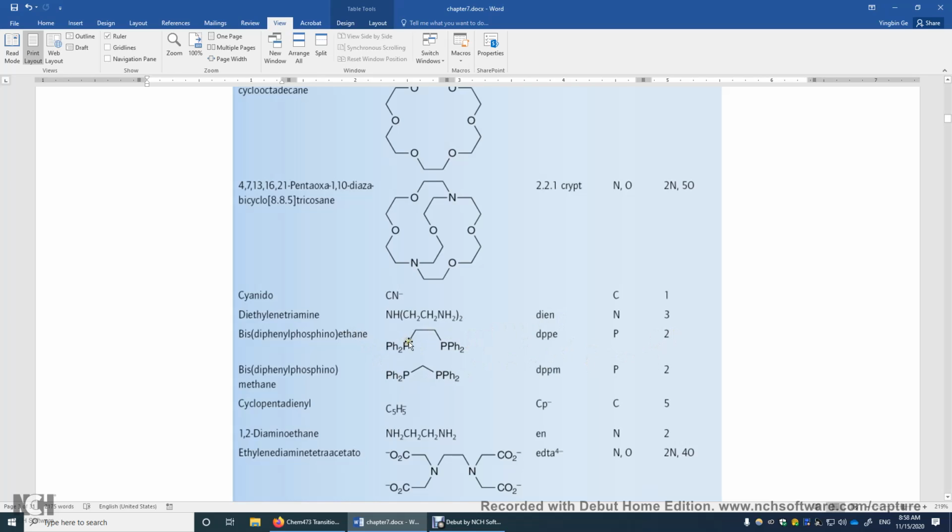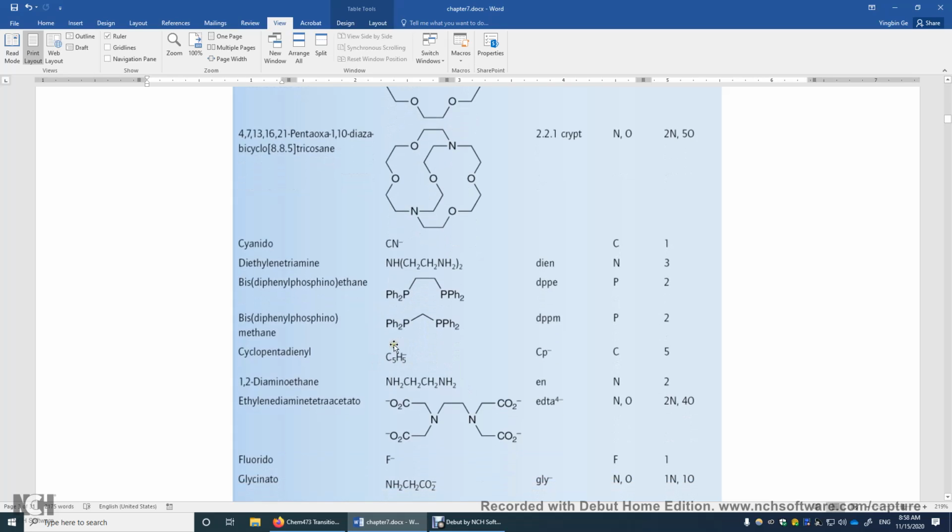So over here, both phosphorus atoms can donate electrons to the same transition metal. This one, okay, you just have CH2 here instead of two CH2s. So this is bis(diphenylphosphino)methane. Similar structures. This is an anionic ligand. It's cyclopentadienyl. This is actually an aromatic ligand.